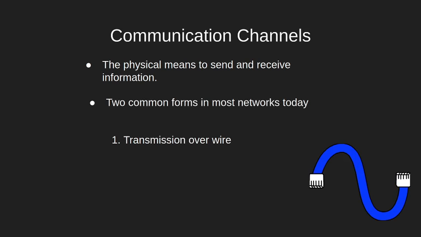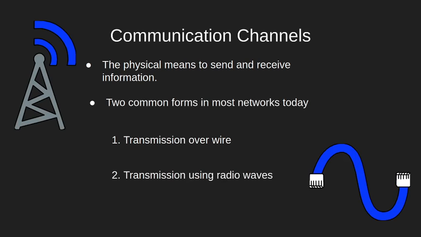So let's talk about communication channels. Communication channels are the physical means to send and receive information. The 2 most common forms in networks today are transmission over wire, typically Ethernet, and transmission using radio waves, also known as Wi-Fi. But like we said before, just getting the information there isn't going to be enough. The recipient of the information has to be able to decipher it to really get the point, to understand what the sender is trying to get across.